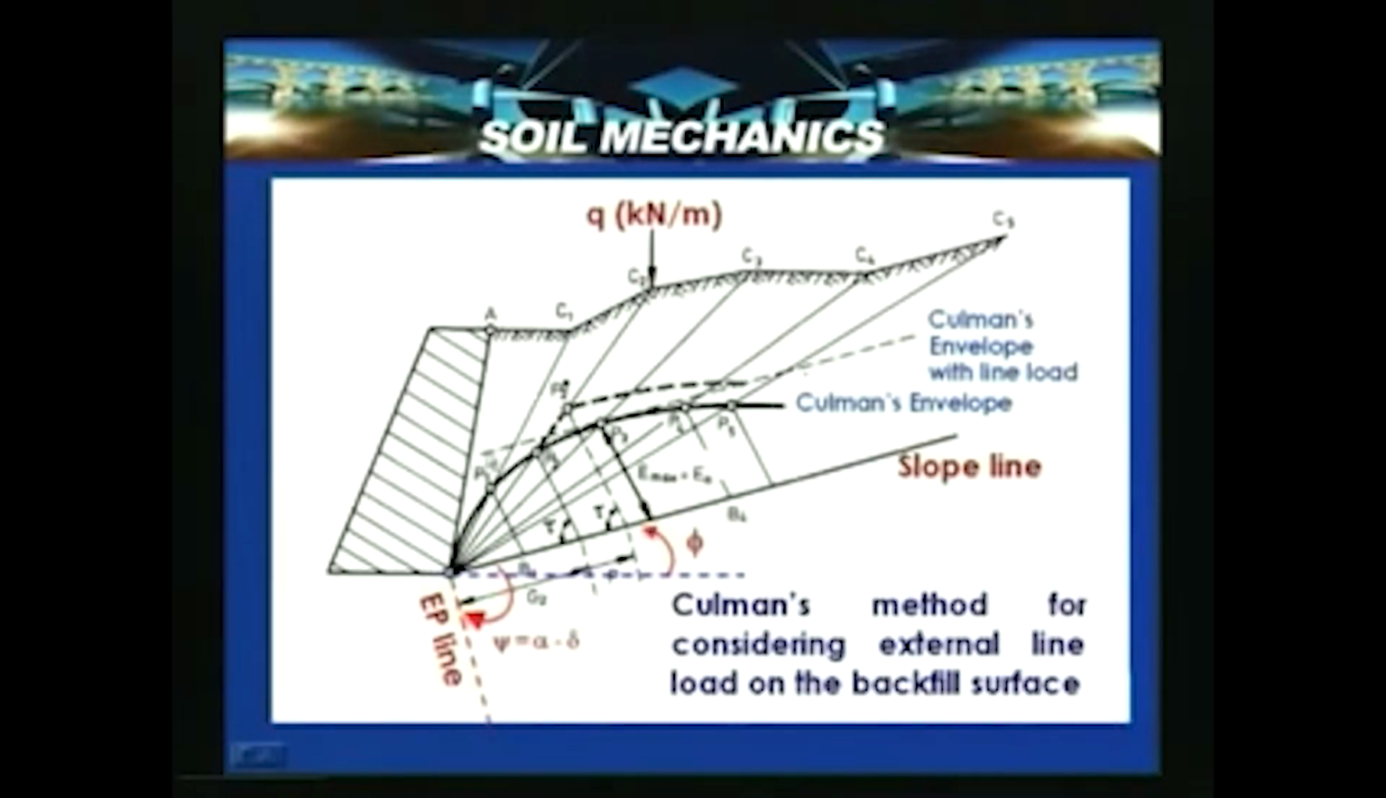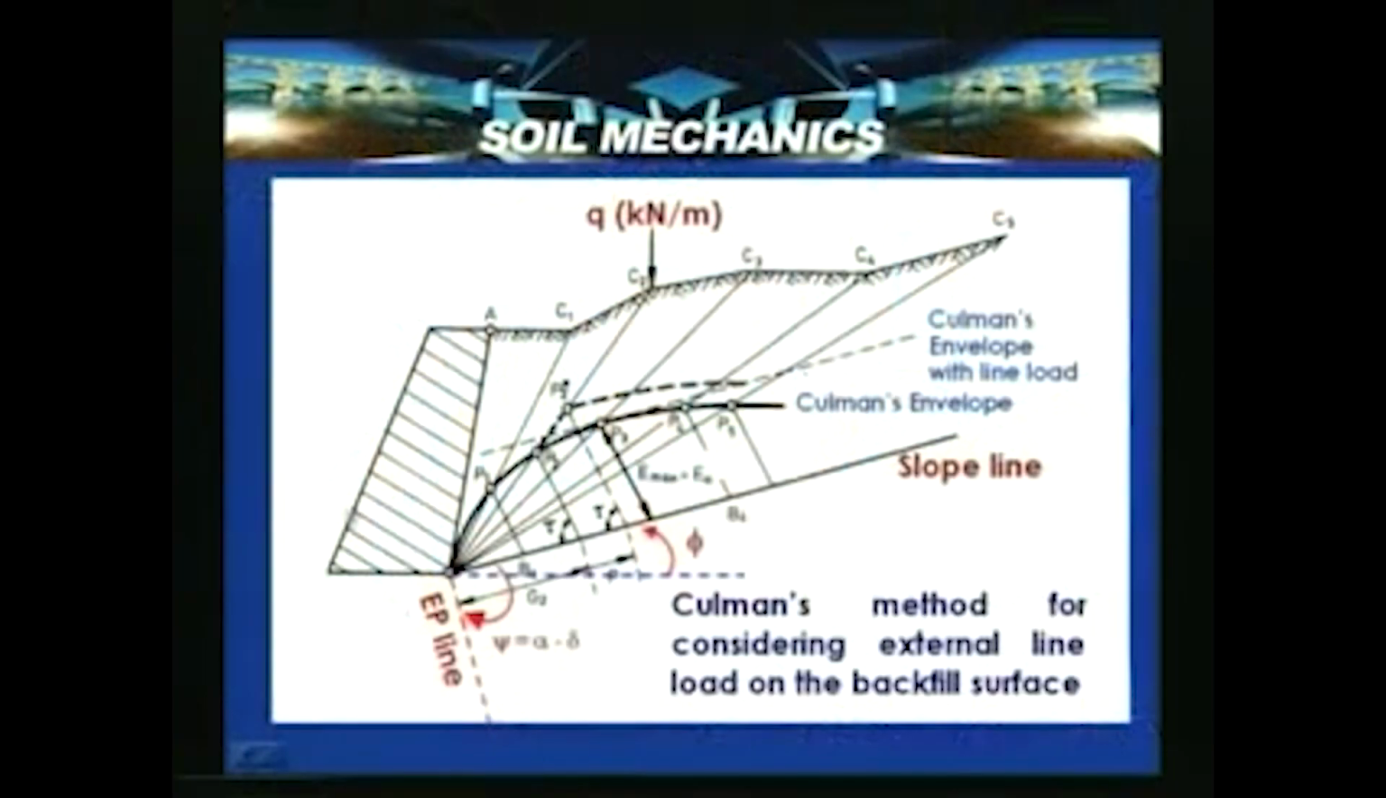Again, by drawing a line parallel to this and parallel to this, you will be able to get the PA, which is nothing but the active earth pressure thrust, which can be obtained graphically here by measuring E max is equal to EA is equal to PA. Converting into the scale, we will be able to get PA with line load and without line load. Like this, we can represent this into this scale and then solve these problems for either the active case or the passive case.